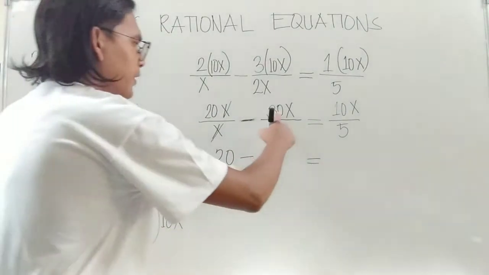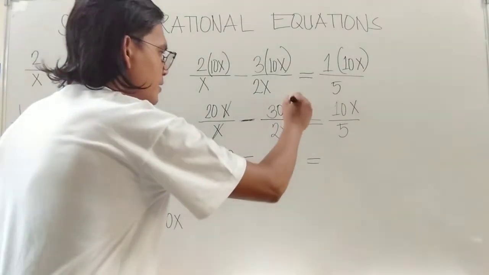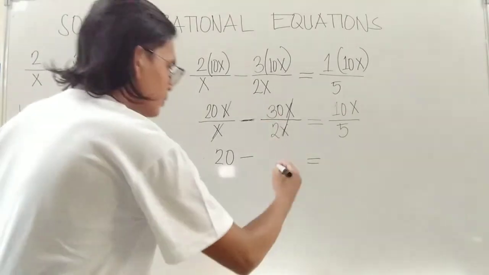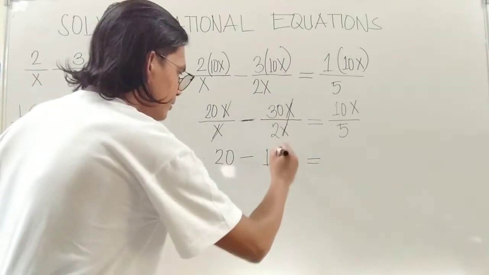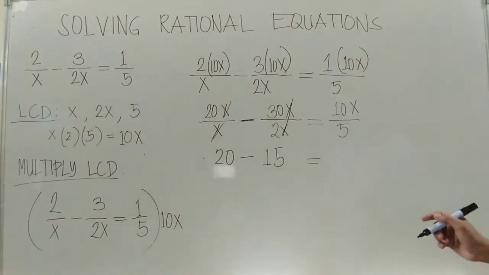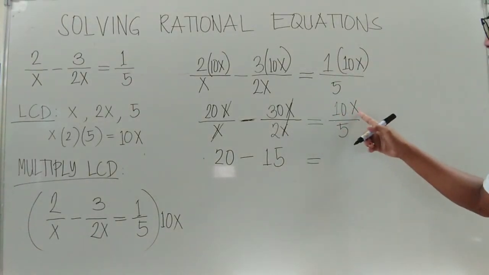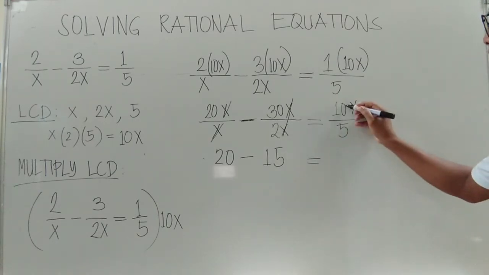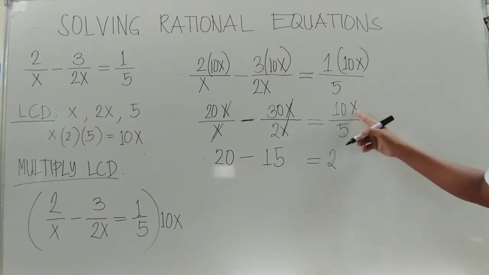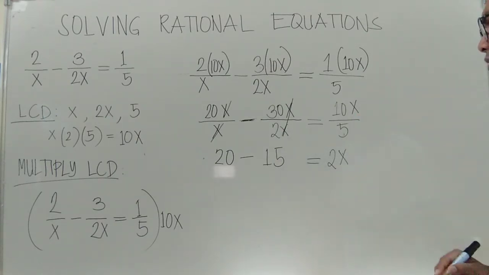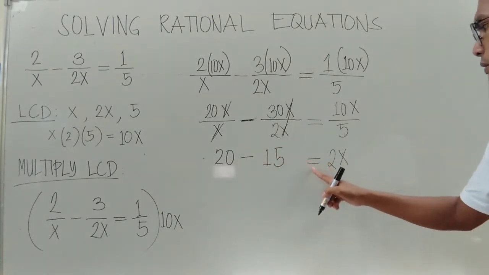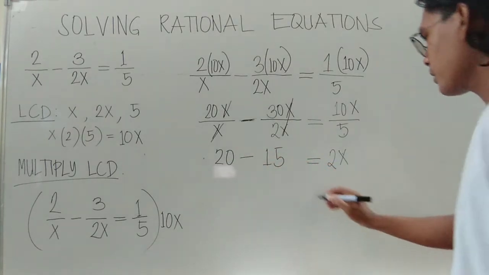Minus, we have 30x over 2x. So x divided by x will be 1. Then 30 divided by 2 is 15. Okay? Then the other side of your equal symbol, we have 10x divided by 5. So 10 divided by 5 is 2. Then copy x. So we have now 20 minus 15 equals 2x.